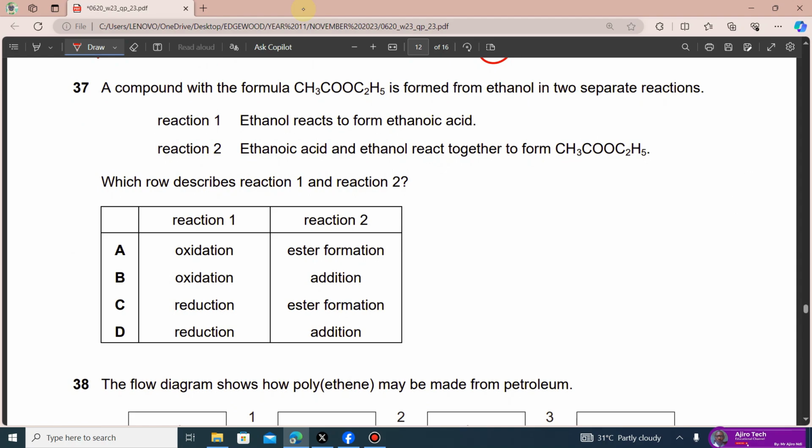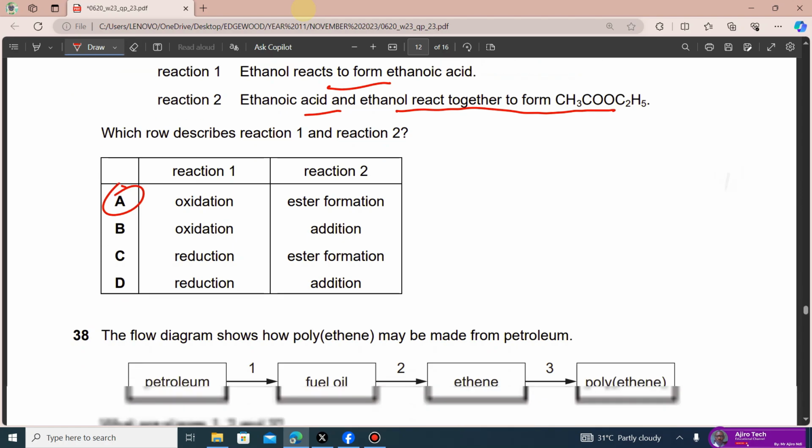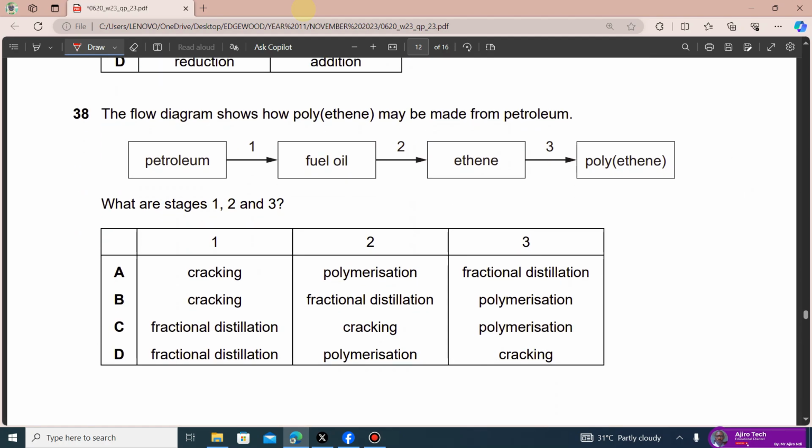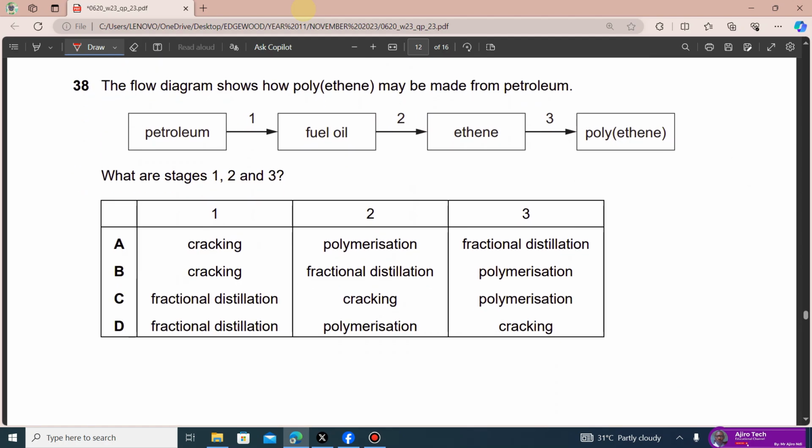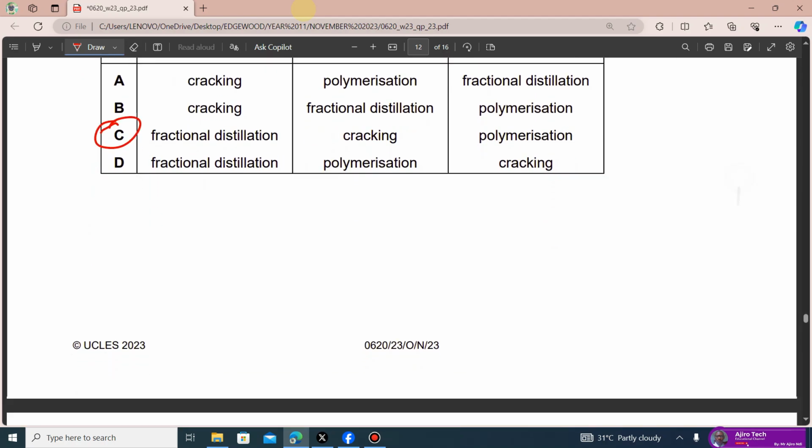Now we have a reaction. Ethanol reacts to form ethanoic acid, because that is oxidation, and then this one reacts to form this ethanoic and ethanol, that's esterification. So option A is the answer. Okay, so 38 now. We have that petroleum. How do we have petroleum to fuel oil? That's fractional distillation, and then from this fuel oil to ethane, that's cracking, and ethane to this is polymerization. So C is the answer to that.